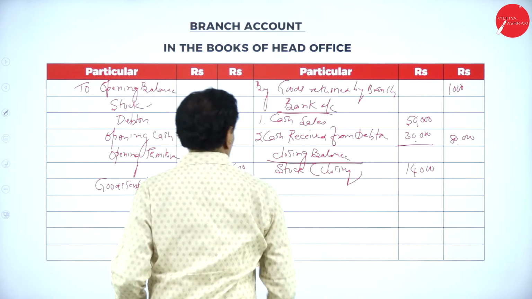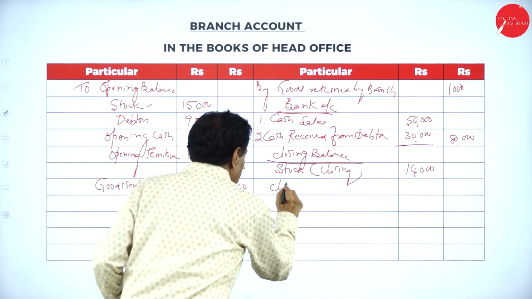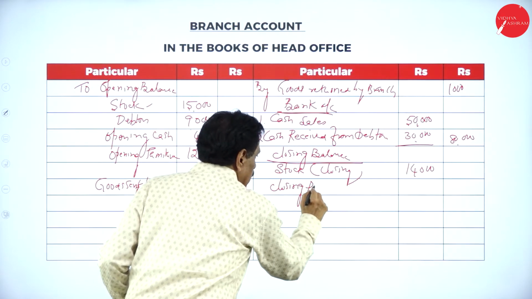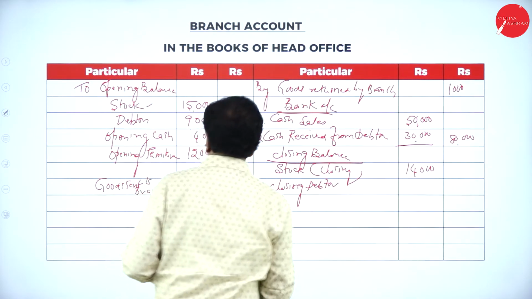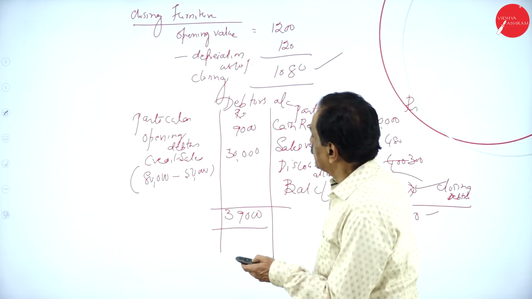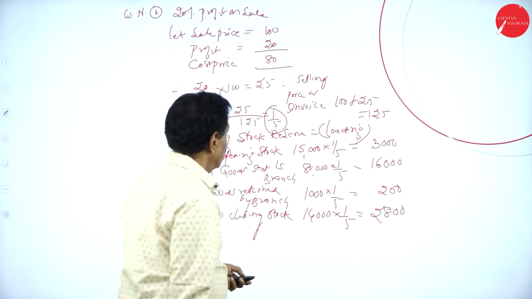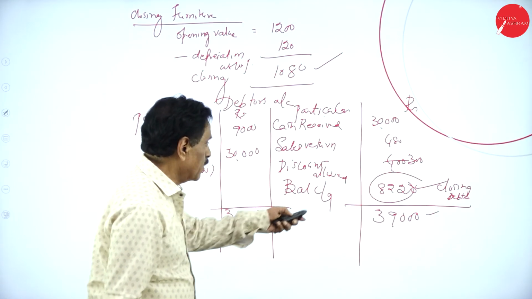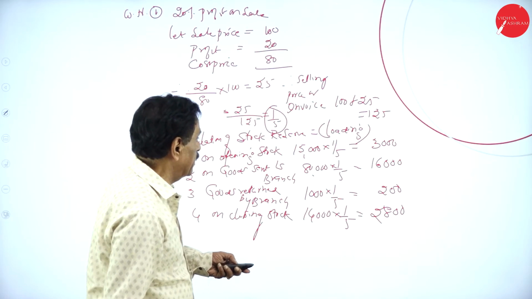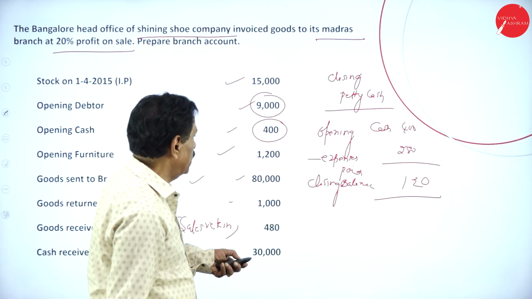This over. Closing debtor. See the problem. What's your closing debtor? You worked it out now? Debtor account 8,220.